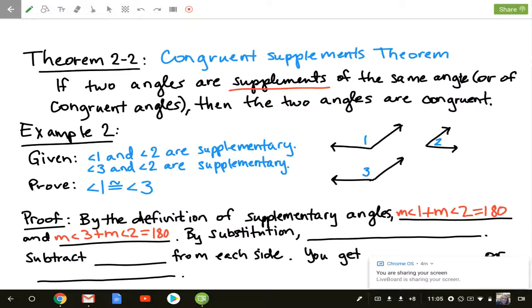Now this is similar to the vertical angles theorem proof. Now that I have these two statements, and they're each equal to 180, I can use substitution and say that the measure of angle 1 plus the measure of angle 2 is equal to the measure of angle 3 plus the measure of angle 2. And then I can subtract from both sides the thing that they have in common, which is the measure of angle 2.